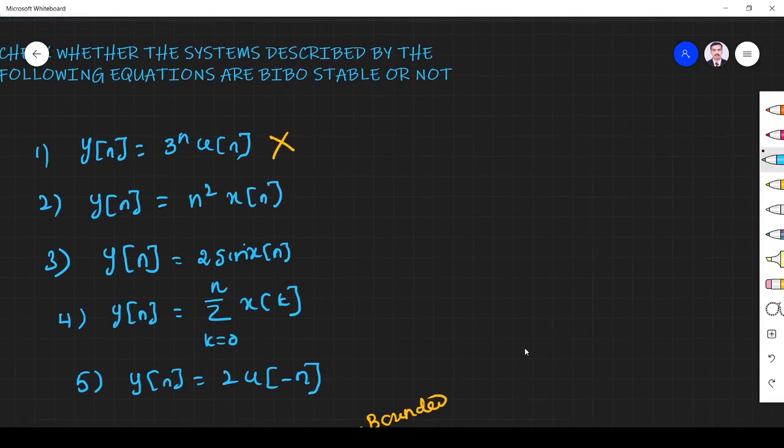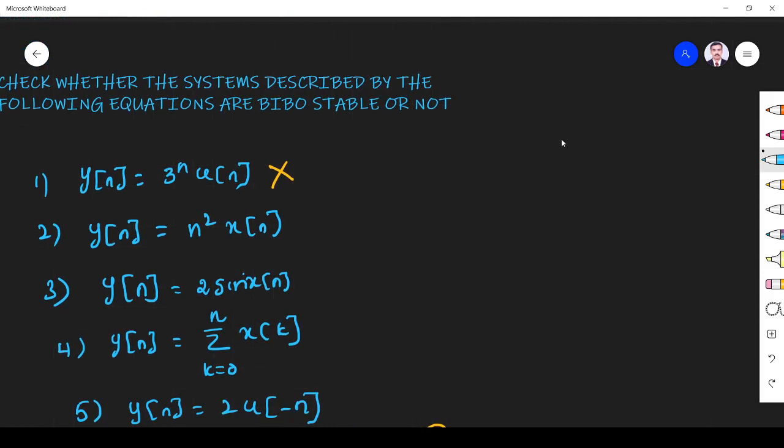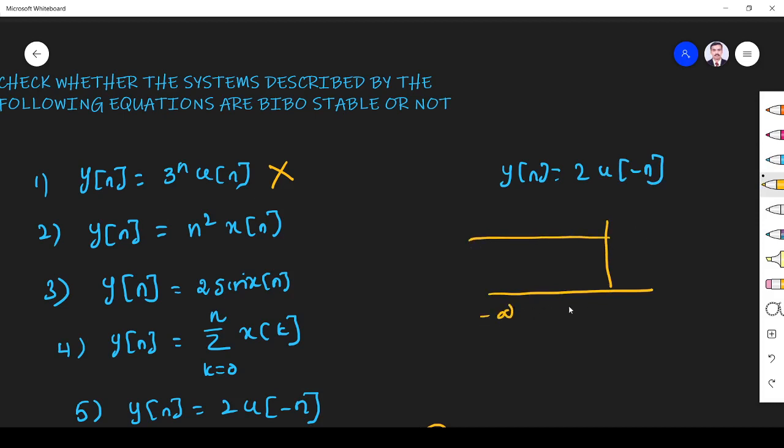y of n is equal to 2 into u of minus n. So what is u of minus n? u of minus n goes from minus infinity to 0. u of n is 0 to infinity, and u of minus n is 0 to minus infinity, a mirror image. It is discrete, so we have to draw a discrete signal, right?